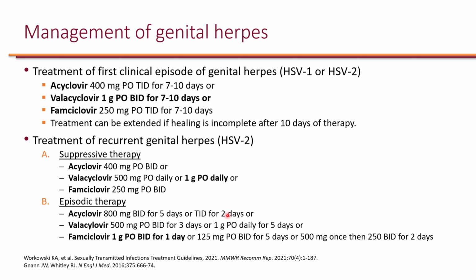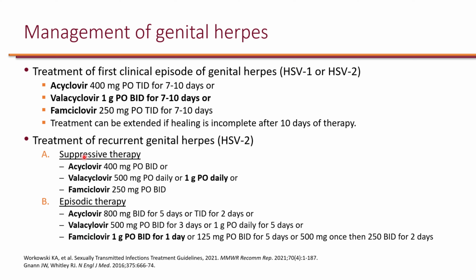And episodic would be essentially once the patient has developed a recurrence, you initiate these. Acyclovir for 2 days is an option, or valacyclovir for 3 to 5 days, or famciclovir, 1 gram 2 times a day for a single day. That probably is the easiest one for episodic. But any of these agents are recommended for these purposes.